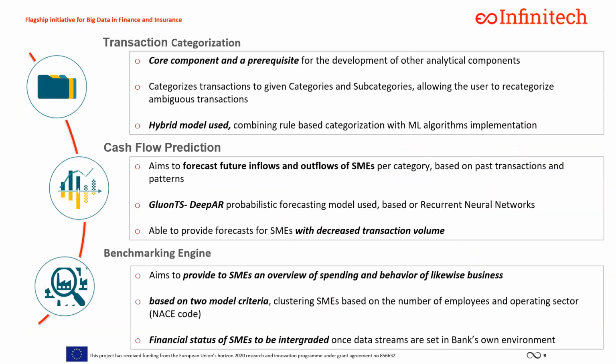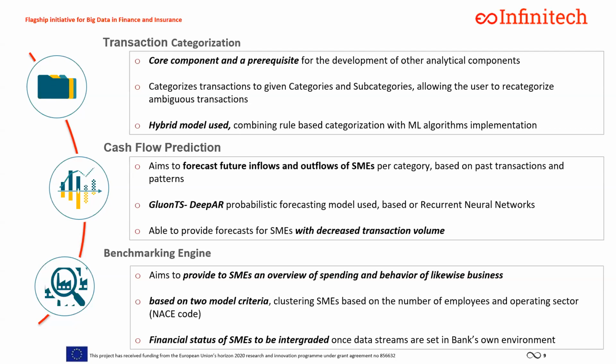Now, we would not like to go into much detail about our components and how they function, since we did that in the previous workshop, just to make some key remarks about every component. Regarding the categorization component, as mentioned before, it's a prerequisite for the development and the functionality of the rest of the analytical components. Here we have built a two-layer categorization engine, where we have a given category and the respective subcategories linked to the main category.